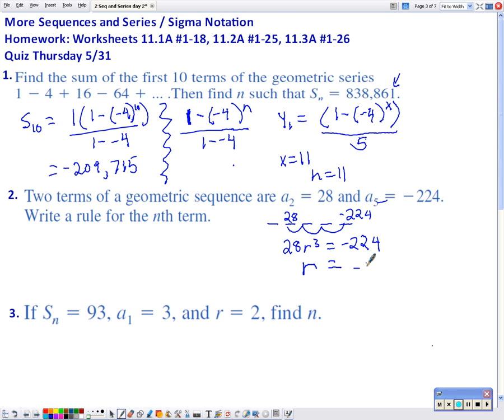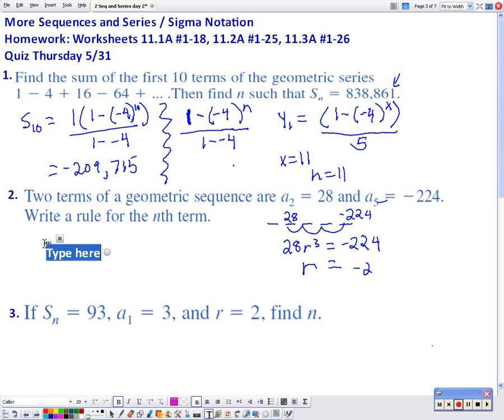So we have r equals negative 2. Write a rule for the nth term. So we're going to have a sub n equals, so we need the first term. So let's think. 28, if the pattern is multiplied by negative 2, if we divide by negative 2, that would give us a first term of negative 14, times negative 2 to the n minus 1 power.